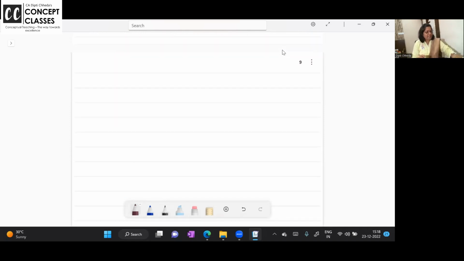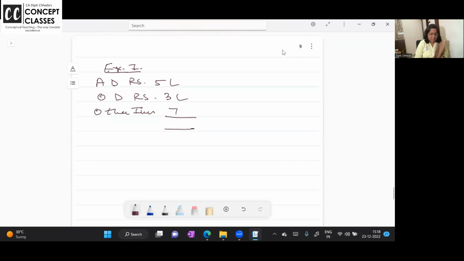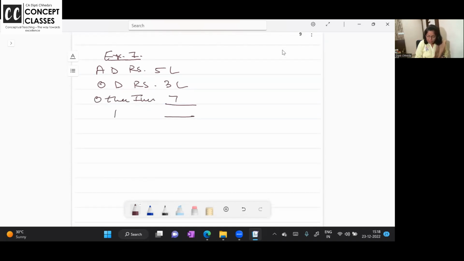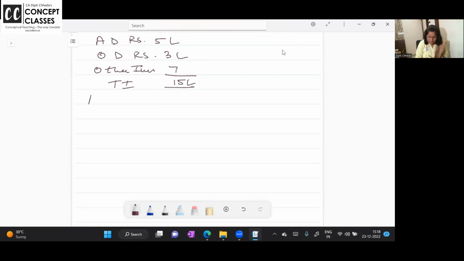Let us take up one example for this. Write down one example which will clarify all the details. I'm writing it a little brief. Anonymous donations received, say 5 lakh. Other donations received, say rupees 3 lakh. And other income of the trust, like from the property and all, is 7 lakhs. So this is the detail given to you. Total income of the trust is 15 lakhs. This is the question. Now answer.